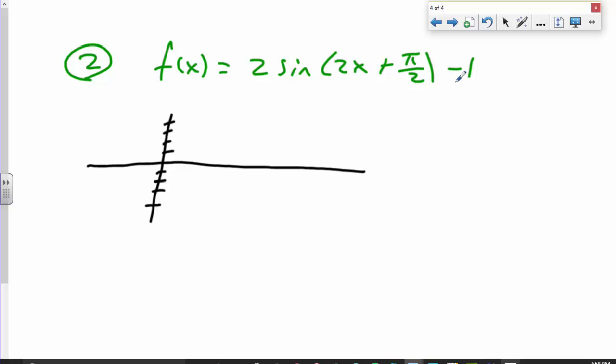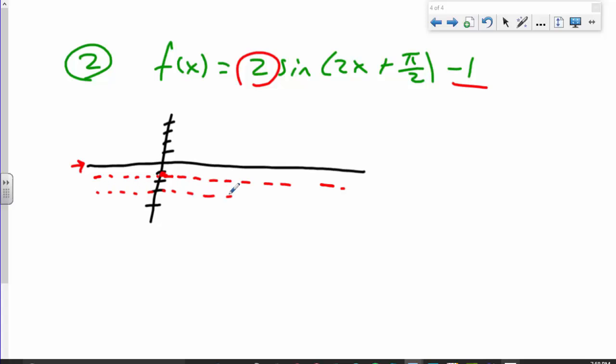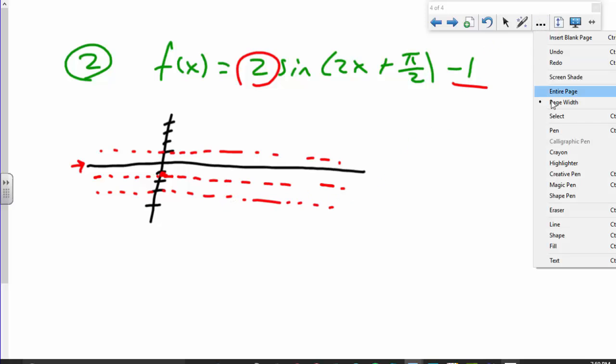So take into account your vertical shift, this minus 1. Usually, again, we'll center the graph at the x-axis, but now we're going to go down 1, so we're going to center it here at minus 1, which is right here. And I'm going to go from there 2 down, so 1, 2 down. I'm also going to go 2 up, so I go 1, 2 up, which is right here. That's going to give me my amplitude right here. So we'll go 2 up, 2 down from that. This is really not drawn to scale, but that's okay.